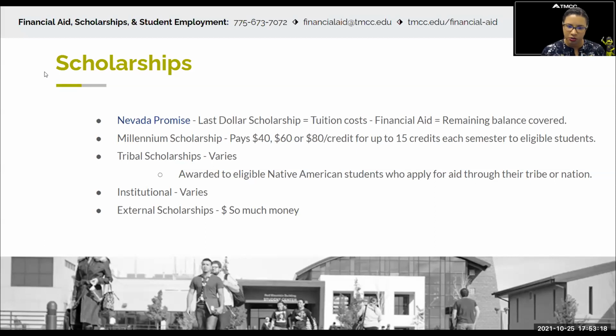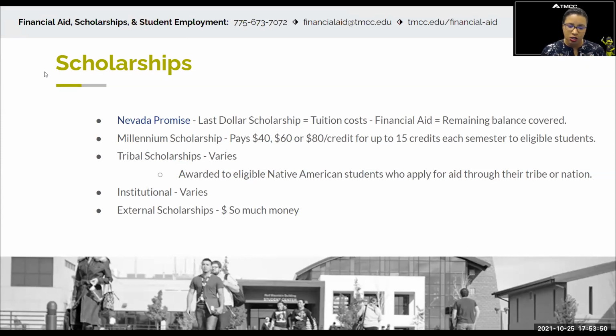And then the tribal scholarships. Those who are Native American can usually apply through their tribe or nation for scholarships or grants. And they usually have their own application to apply for. And it usually requires that you have filled out your FAFSA already before you can apply through your tribe or nation. And then institutional scholarships.